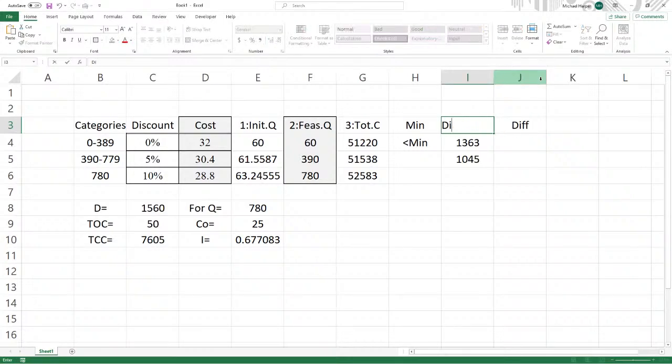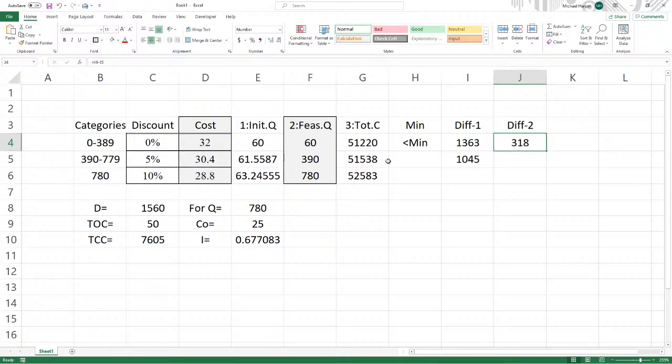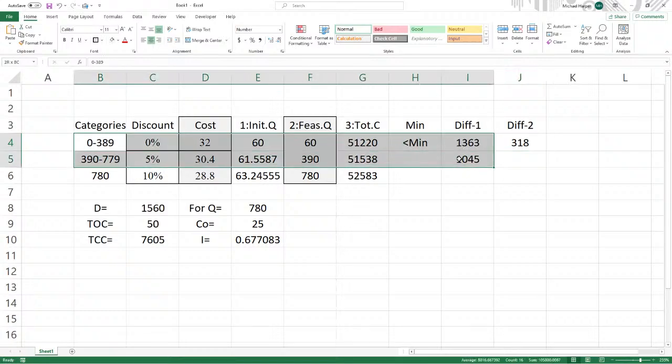Let's say this is difference 1. This is difference 2. And essentially this is going to say, well, this minus this, you're saving $318 is all, doing 1 instead of 2.